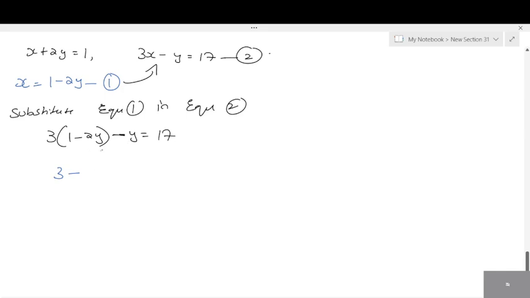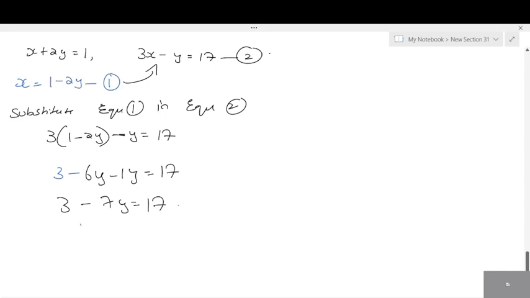Others, can you answer, students? When you open the bracket, what did you all get? 3 minus y is equal to 17. Then solve this. What is minus 6y minus 1y? Minus 7y. Here you don't have the plus and minus rule. Minus 7y is equal to 17. Right? Next. Tell me the next step.